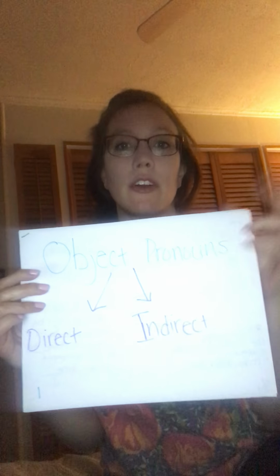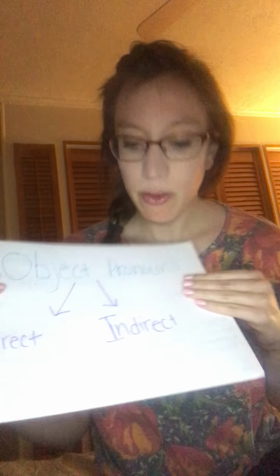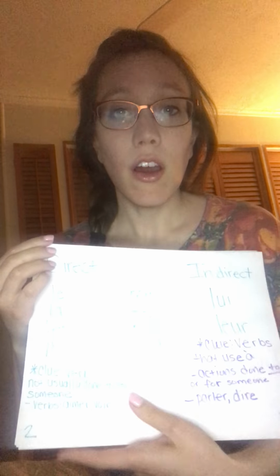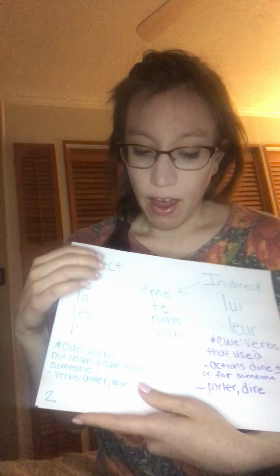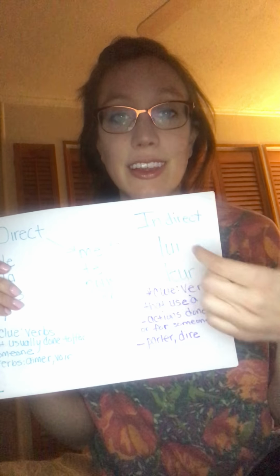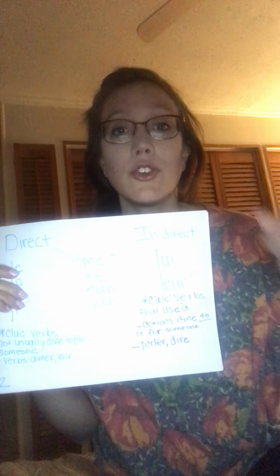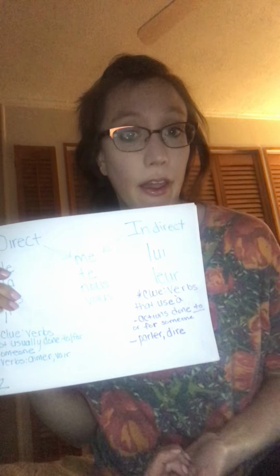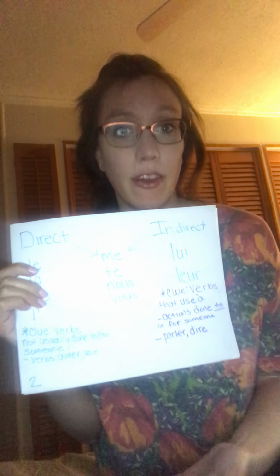So in French, there are two types of pronouns, direct and indirect, and we have the same thing in our language. The direct object pronouns in French are le, la, les, and l' (the apostrophe form). The indirect object pronouns in French are lui and leur, and these ones usually replace people. They are usually used with verbs that are done to or for somebody, such as parler, to speak, dire, to say, or donner, to give.